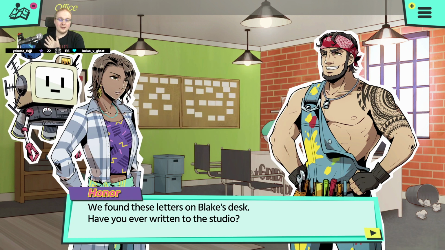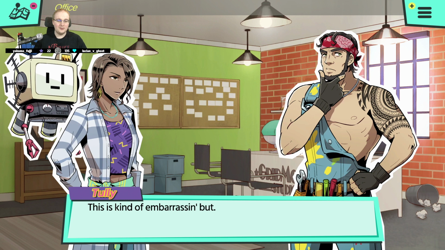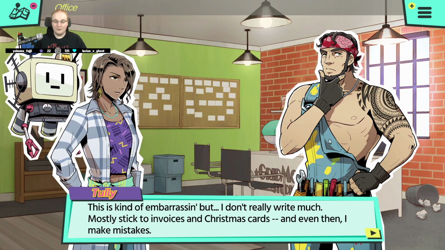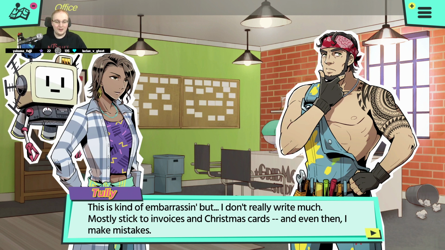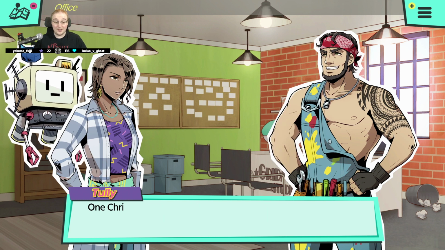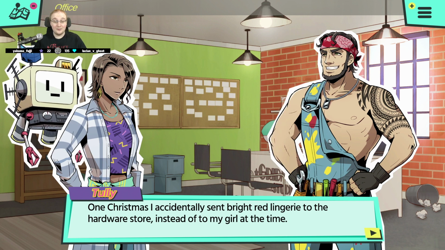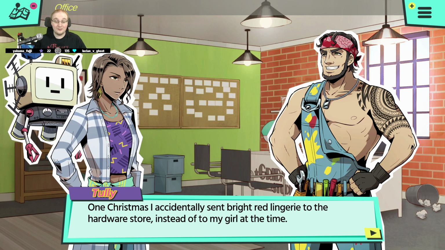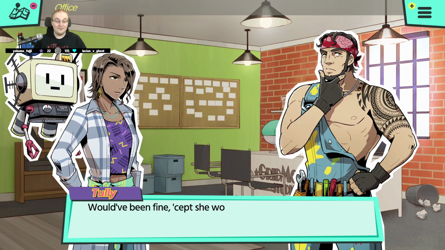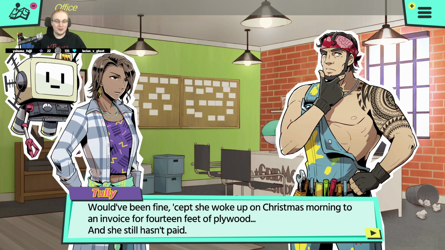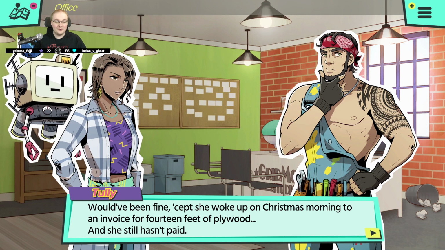What are these letters on Blake's desk? Have you ever written to the studio? This is kind of embarrassing, but I don't write much. Mostly stick to invoices and Christmas cards, and even then I make mistakes. One Christmas, I accidentally sent bright red lingerie to the hardware store and sent it to my girl at the time. Would have been fine, except she woke up on Christmas morning to an invoice for 14 pallets of plywood, and she still hasn't paid.